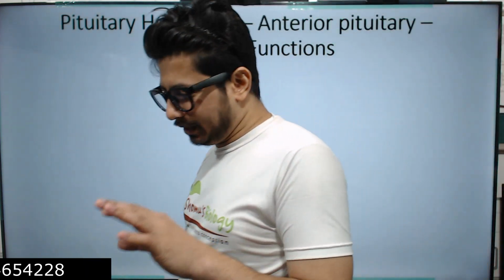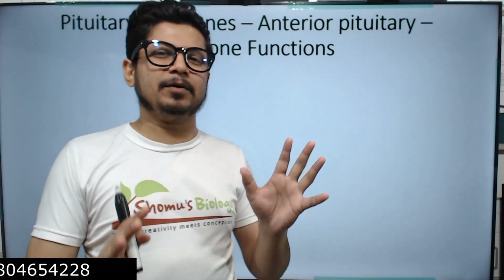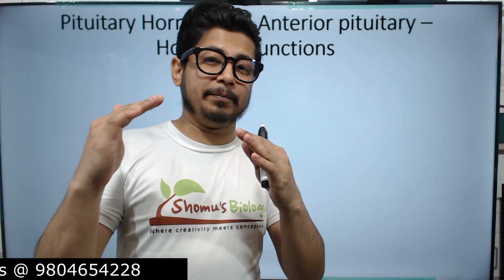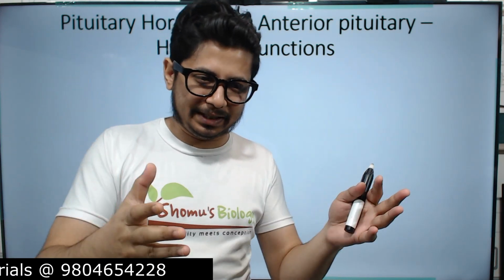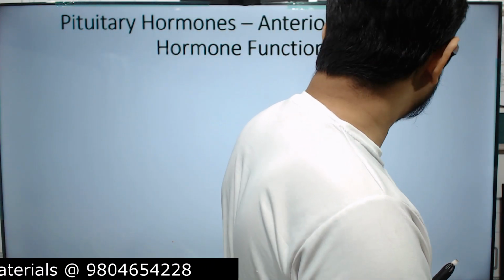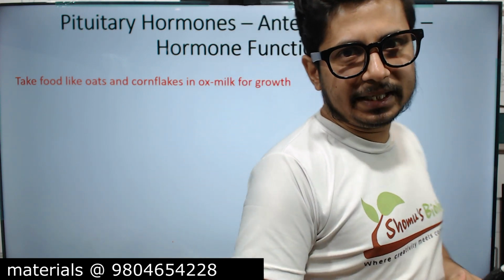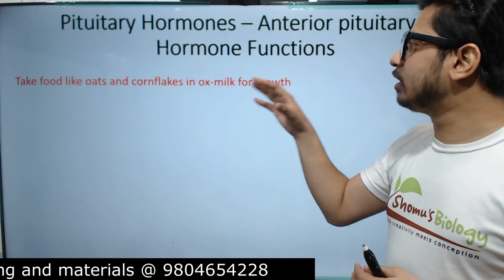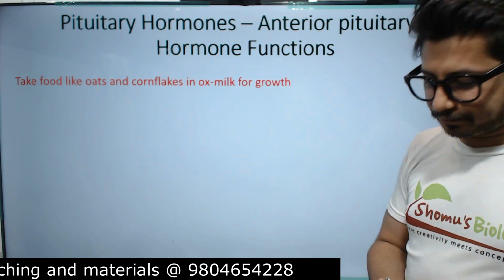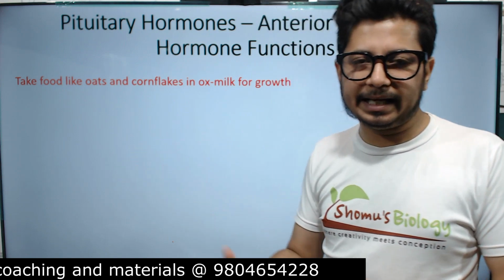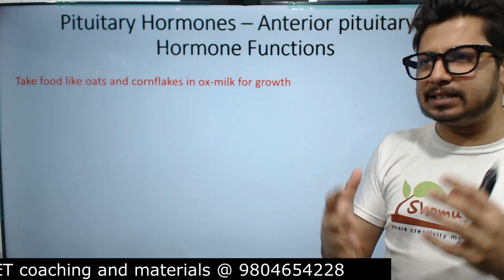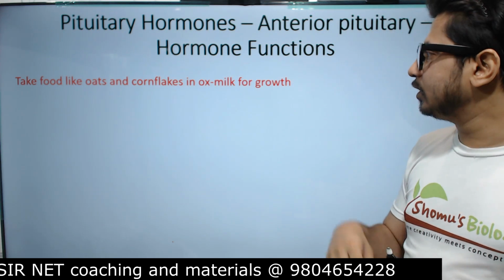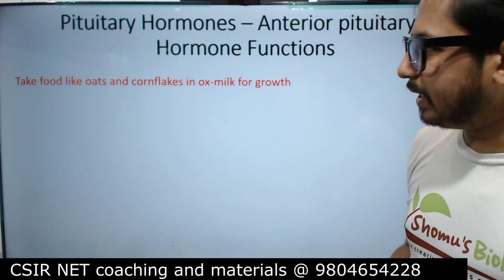Now this part is simple. Anyone can remember the names of the hormones that are secreted by the anterior pituitary gland, but it's quite difficult to match the functions of these hormones with their names. So we are going to use another mnemonic for that, and this is: take food like oats and cornflakes in ox milk for growth. If you remember this sentence and try to visualize it, you can imagine something like this.